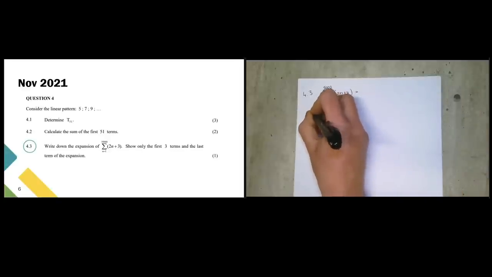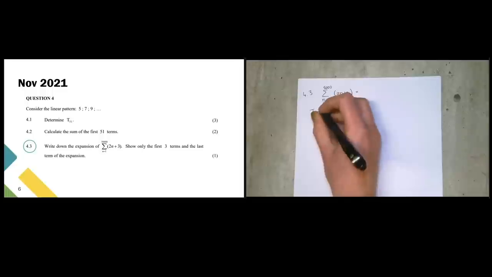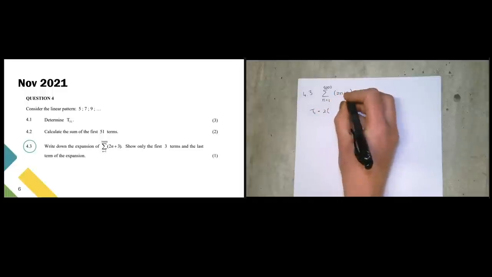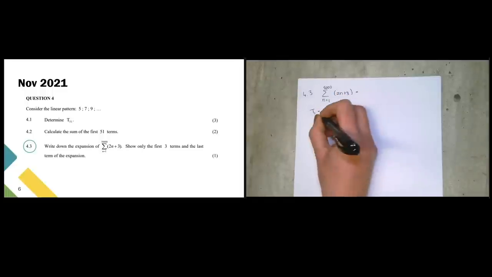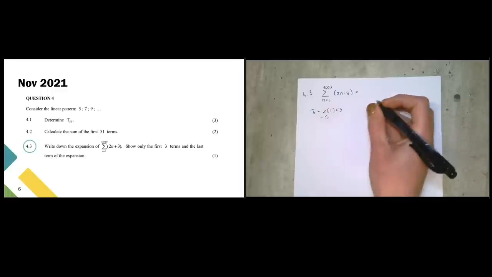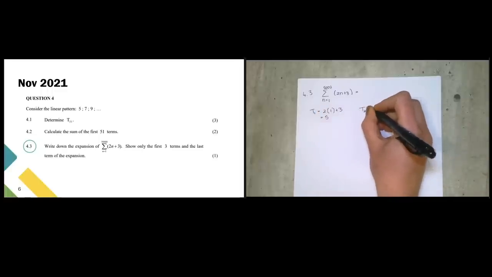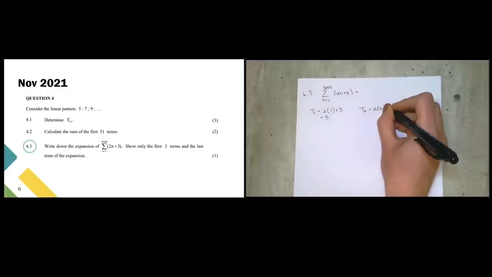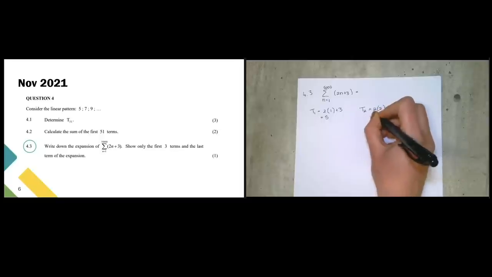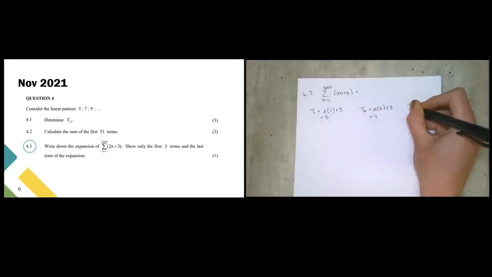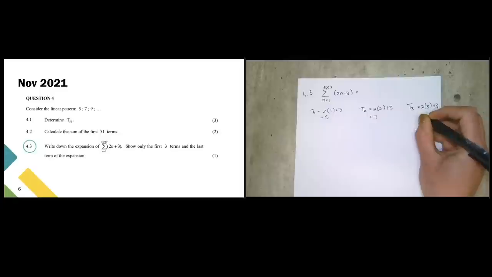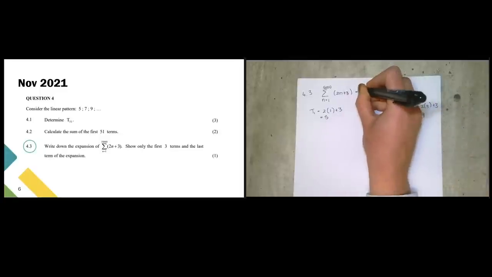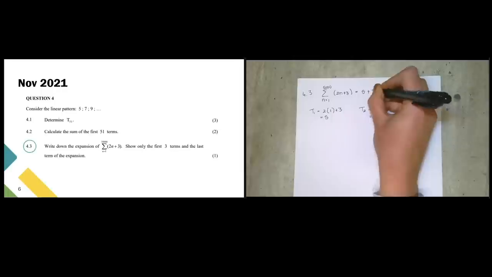What would term 1 be? I use my general rule. 2 times what's the first number I must sub in? 1. 2 times 1 plus 3 is 5. Term 2. 2 times 2 plus 3. 4 plus 3 is 7. Term 3, 2 times 3 plus 3, 6 plus 3 is 9. So I've got the first three terms. It's 5 plus 7 plus 9.